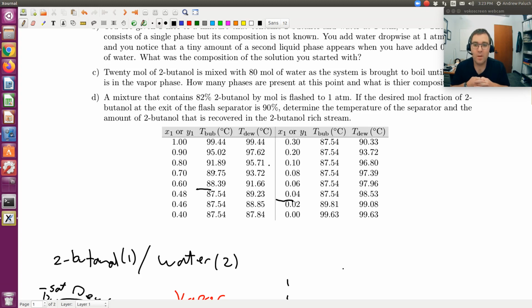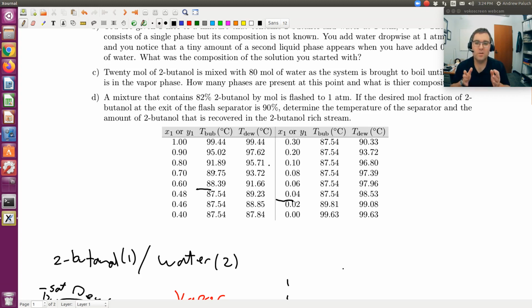Okay. And then D, a mixture that contains 82% 2-butanol by mole is flashed to 1 atm. If the desired mole fraction of 2-butanol at the exit of the flash separator is 90%, determine the temperature of the separator and the amount of 2-butanol that's recovered. Right, and so essentially it's a similar problem.